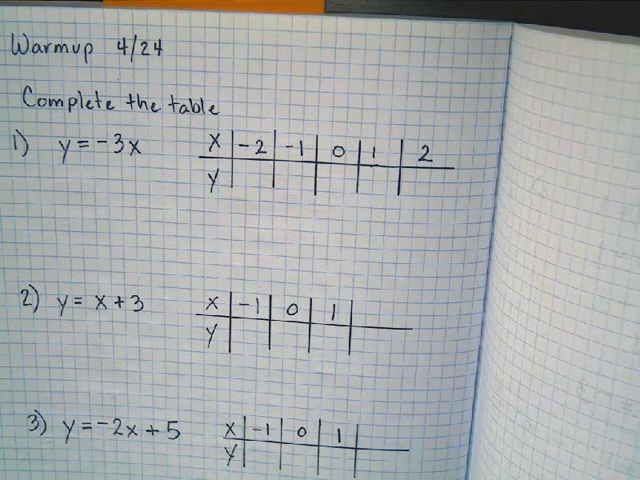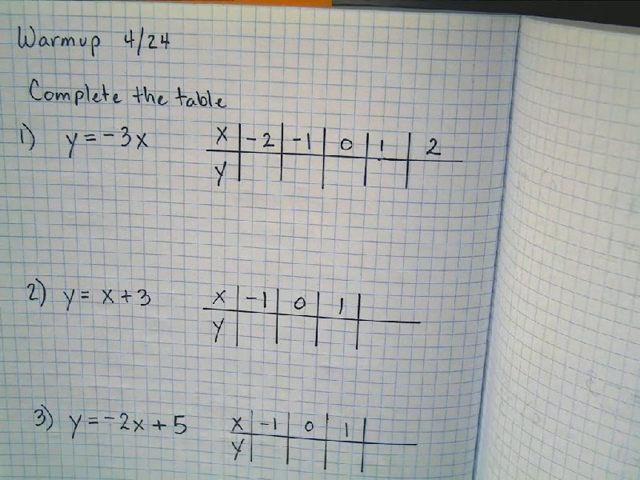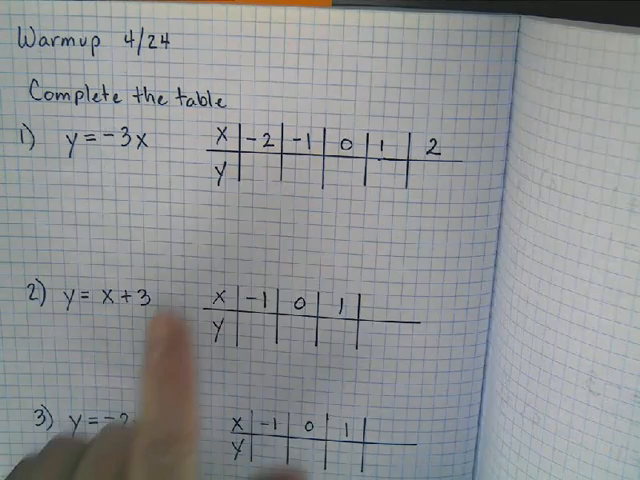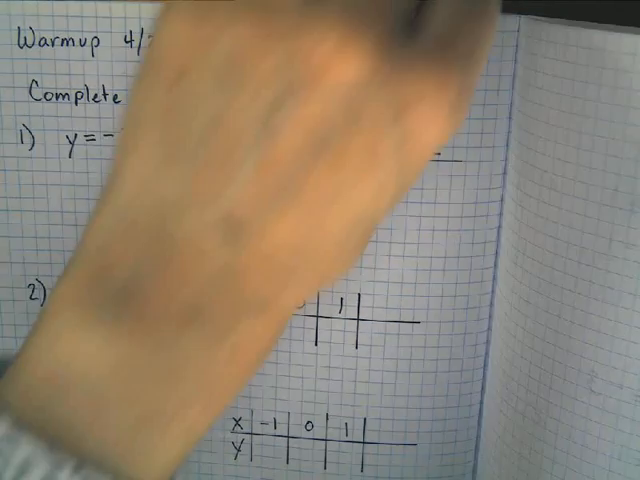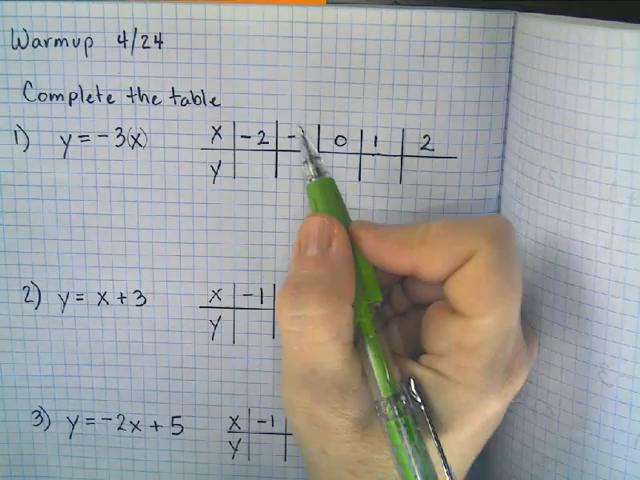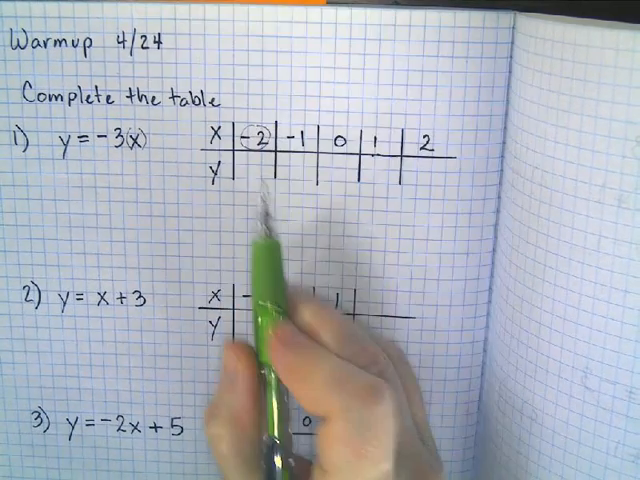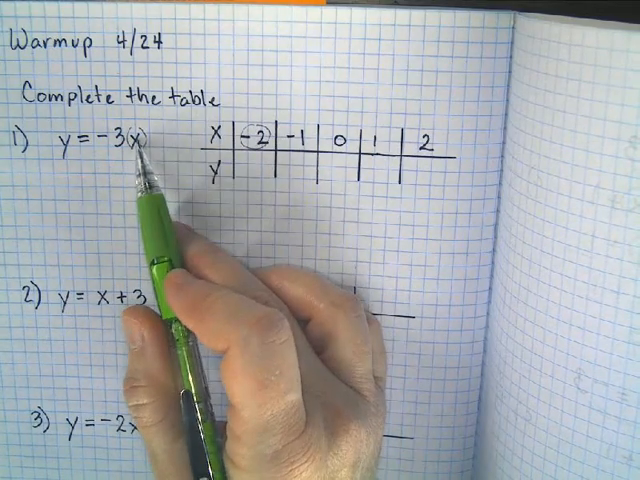So this is like what you were doing in Math Space on assignment number 22. We are going to complete this table by using this rule. So I'm going to change the x value to this x value right here. So I'm going to substitute -2 in for x.